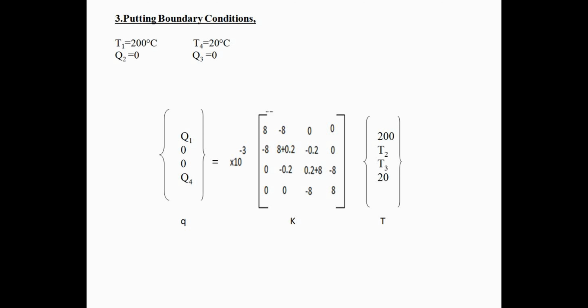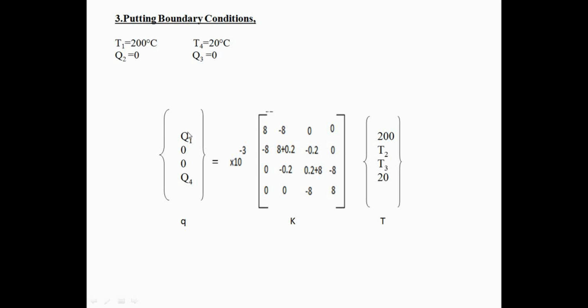Now we will see what boundary conditions are given in the problem. The temperature at the first node is given, that is 200 degrees centigrade. The temperature at the fourth node is given as 20 degrees centigrade. Now there is insulation from node 2 to 3, so there is no heat flow across the insulation. So Q2 will be 0, Q3 will be 0. We will put these boundary conditions in the global equation.